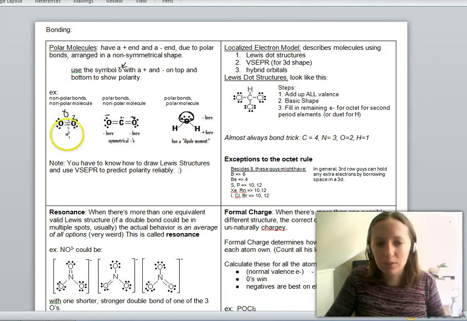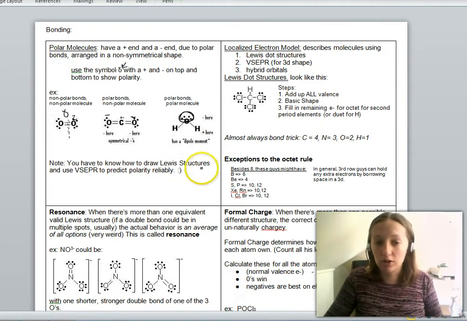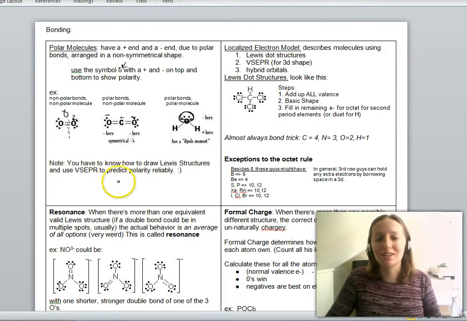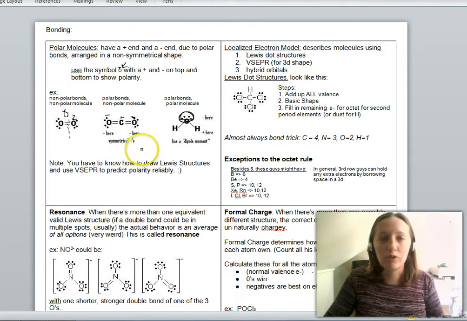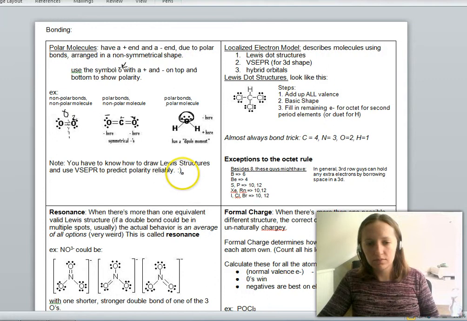So the thing about predicting whether or not the molecule is polar is that you have got to be able to draw your Lewis structures and use your VSEPR to predict the shape, because you don't know if it's symmetrical unless you know what shape it's in. So let's go and do that.